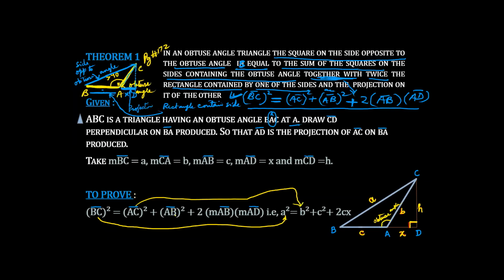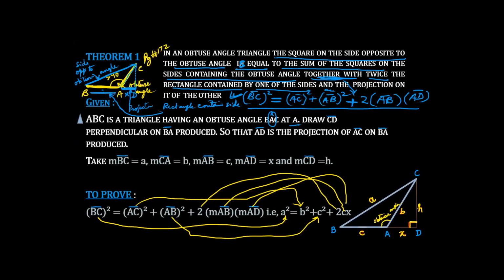Then AB square is C square. AB is C and AD is X, right? We can write in this way also. A square is equal to B square plus C square plus 2CX. Okay, we have to prove this.